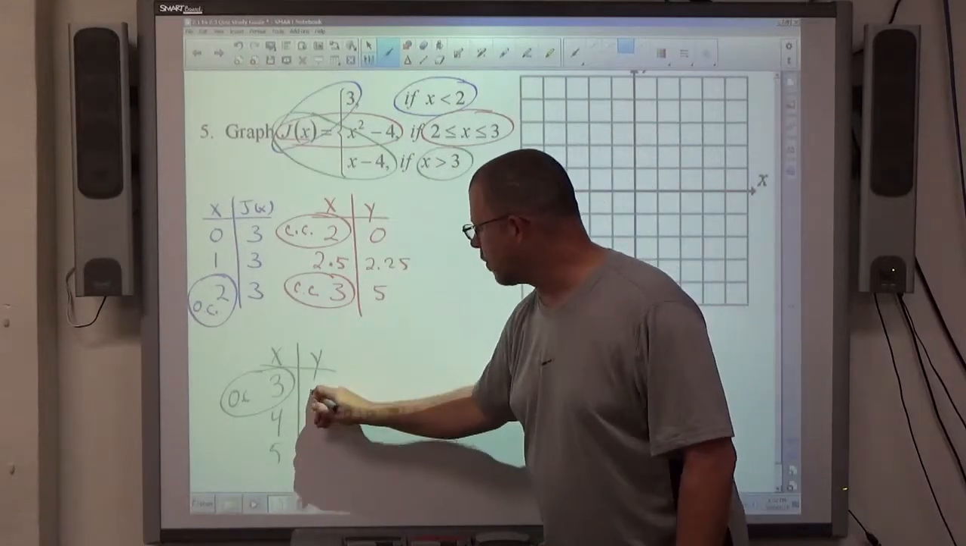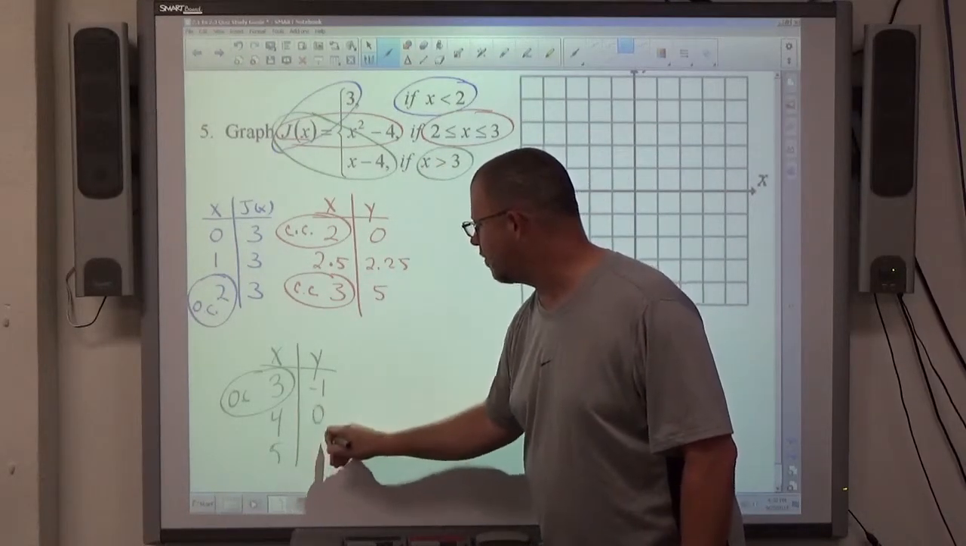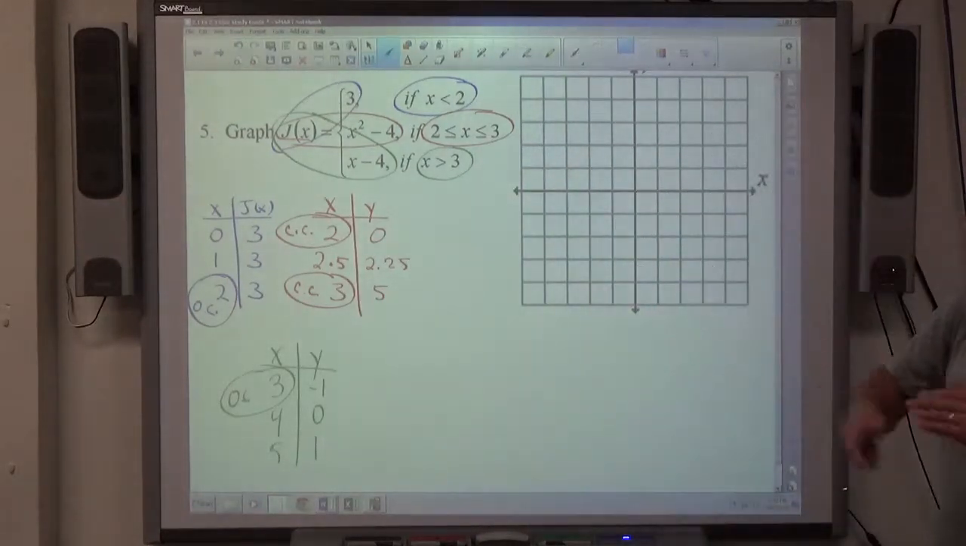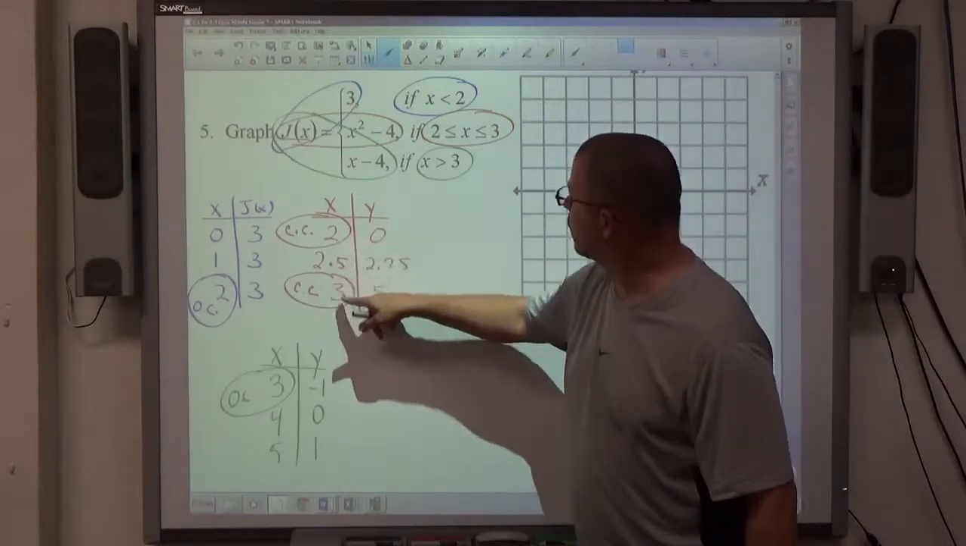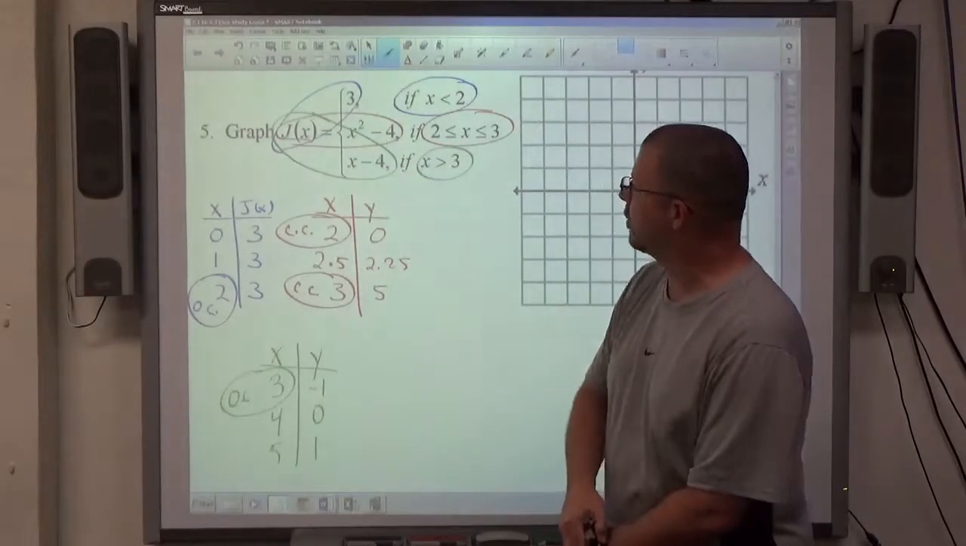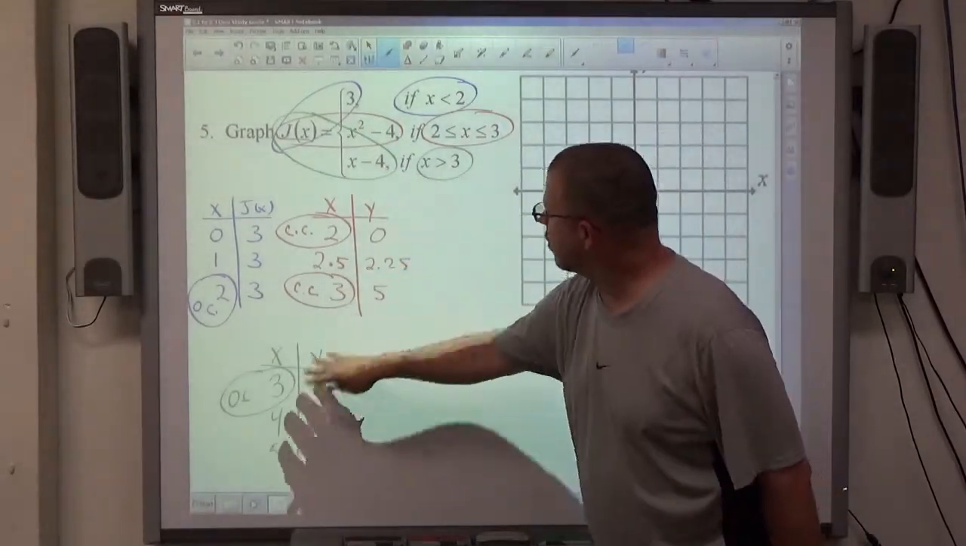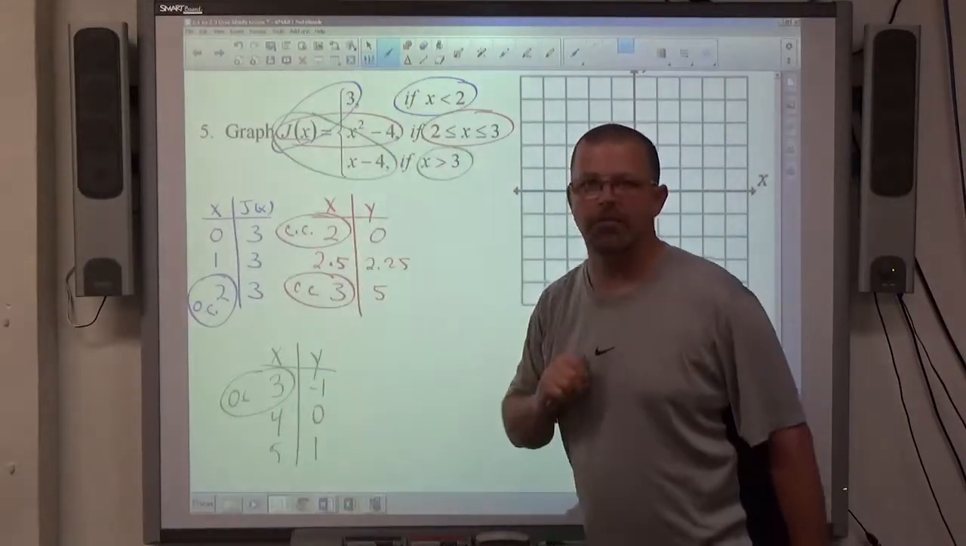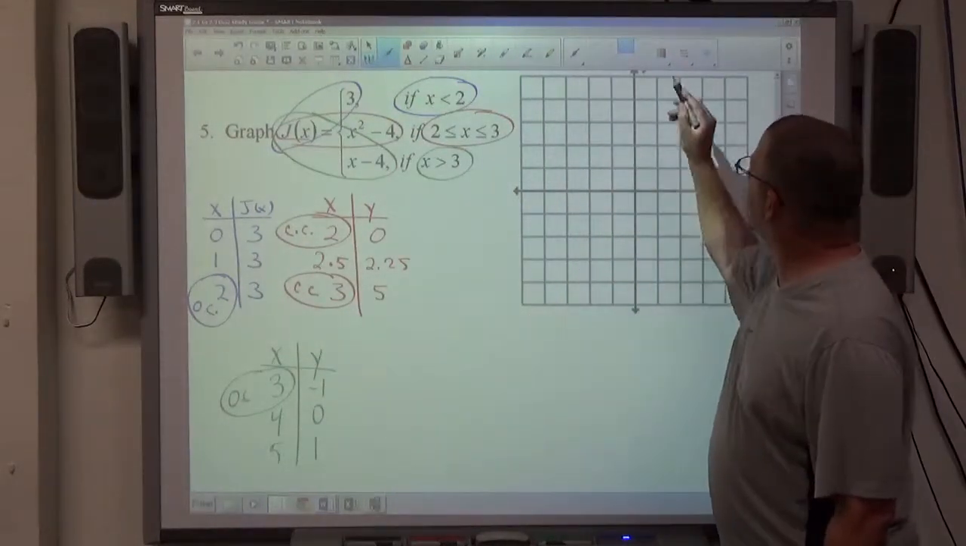So 3 minus 4 is negative 1. 4 minus 4 is 0. 5 minus 4 is 1. So we create 3 charts, one for each function for each interval. And again, every x here is within this interval, so we're going to use that function. Each x here is within this interval, we're going to use that function. Each x in the blue is in that interval, we use that top function. So what's left to do is to plot our points.